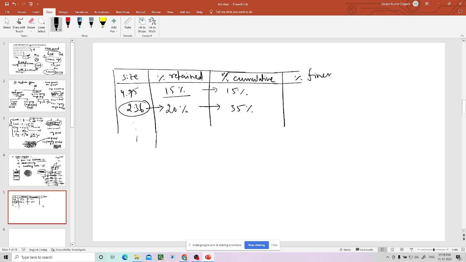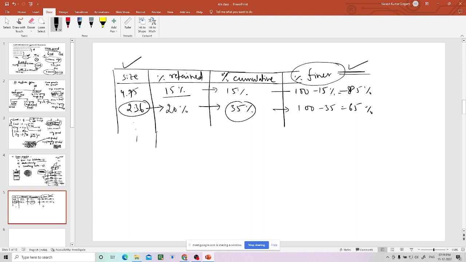So now, what is the percentage finer for this? You just have to subtract from 100, right? So 85% is passed. What about this? 35% is retained above this, that means 100 minus 35 is 65% passed. So you need to know the percentage finer. This is the important factor in the sieve analysis. If you know this and the sizes, you can draw a grain size distribution curve.